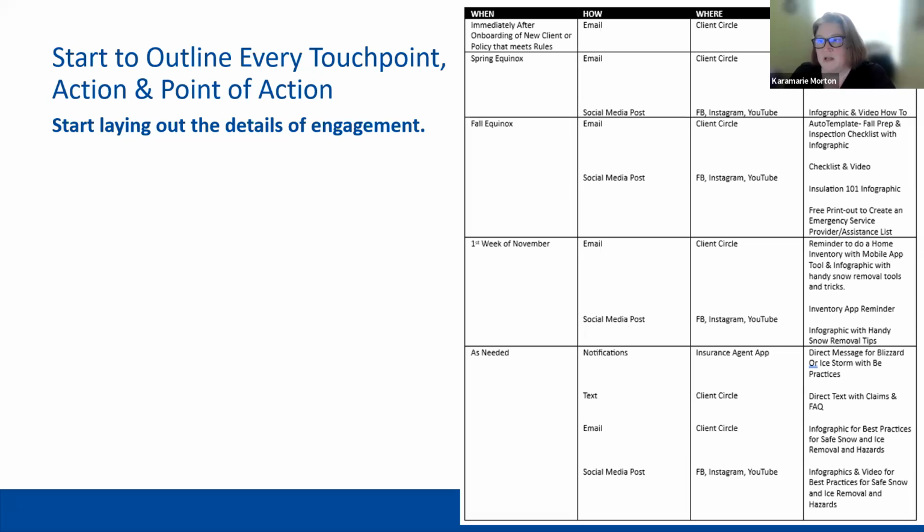What does it mean? What's going to happen to your roof? What's going to happen to your windows if your insulation's not where it needs to be? We give them a free printout to create an emergency services provider assistance list. The worst thing that can happen is, because of your roof, you've had major damage. You now have water leaking in. You don't know what you're going to do. How are you going to get that snow and that ice off your roof? These are people that we know of in the area that you can create relationships with now. You can address now. All right.